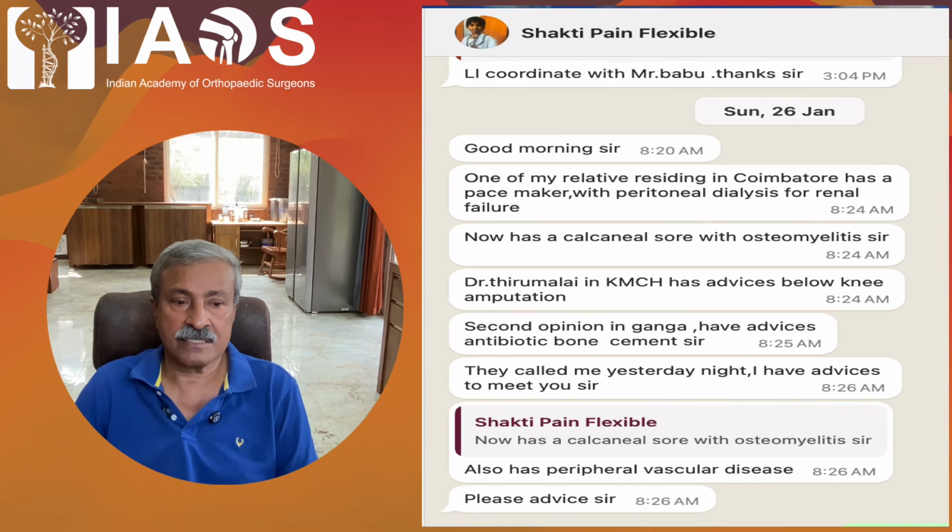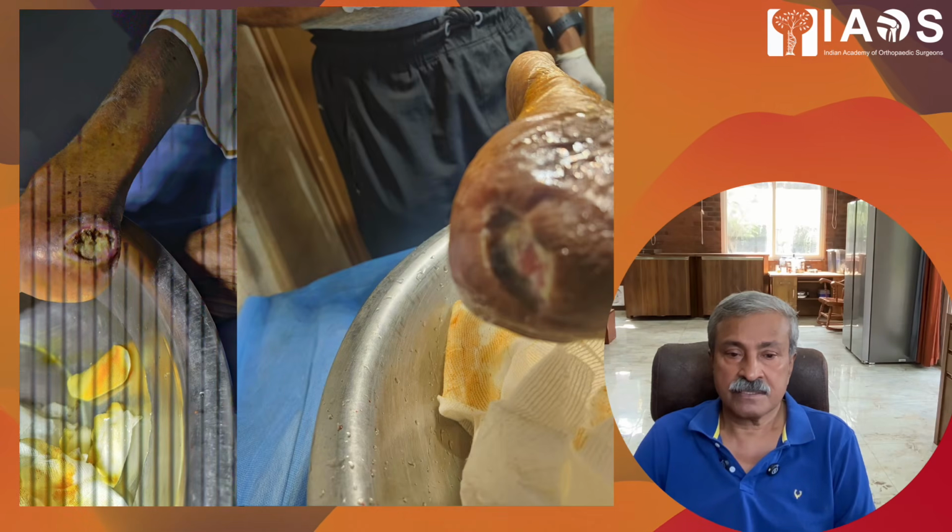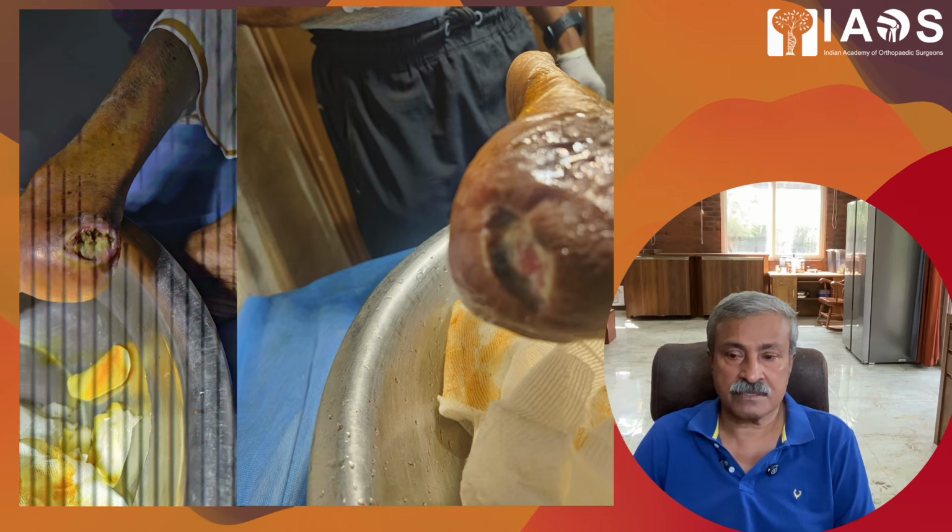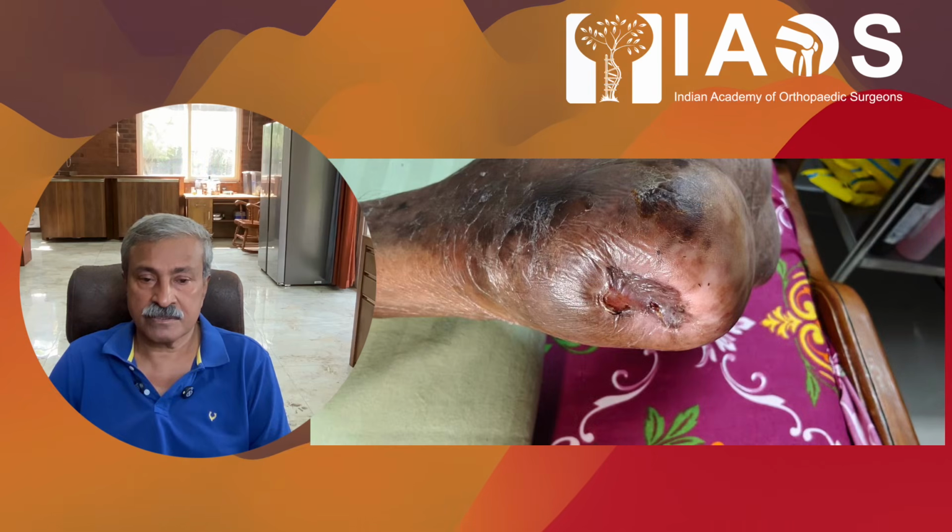This is a conversation which was sent to me by my friend, that one colleague had advised below knee amputation, the second one had advised an antibiotic cement. They finally came to me. This was the picture, and you can see the soaked bandages downstairs, and that is the amount of pus and purulent discharge that each dressing had produced.